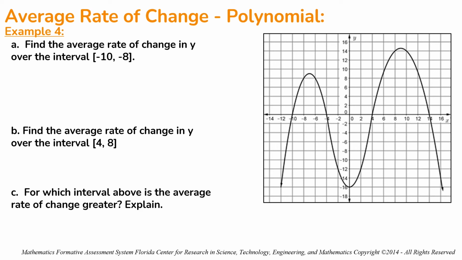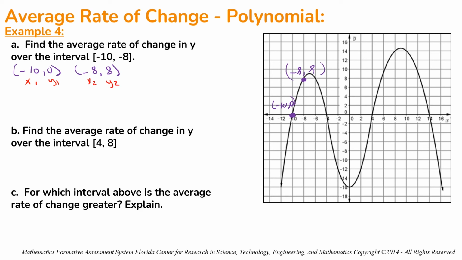For our last example here, we want to find the average rate of change of this polynomial function, but we have 3 parts here. So part A, it says find the average rate of change in y over the interval negative 10, negative 8. And so our interval is representing those x values here. So we have this ordered pair at negative 10, 0, and when x is negative 8, our y value would be 8. And so I'm just going to rewrite it over here, negative 10, 0, and negative 8, 8. Label this x1, y1, x2, y2.